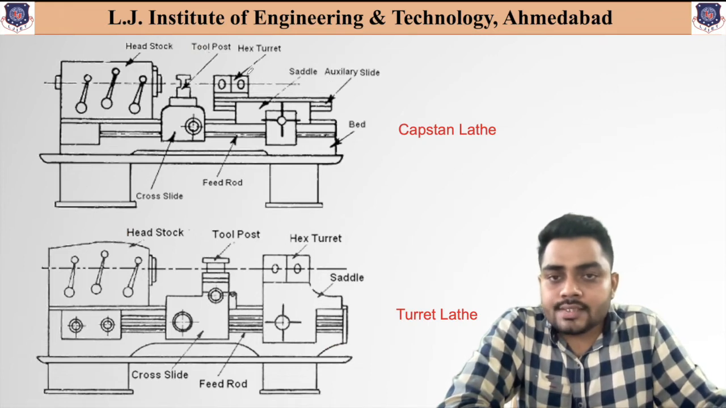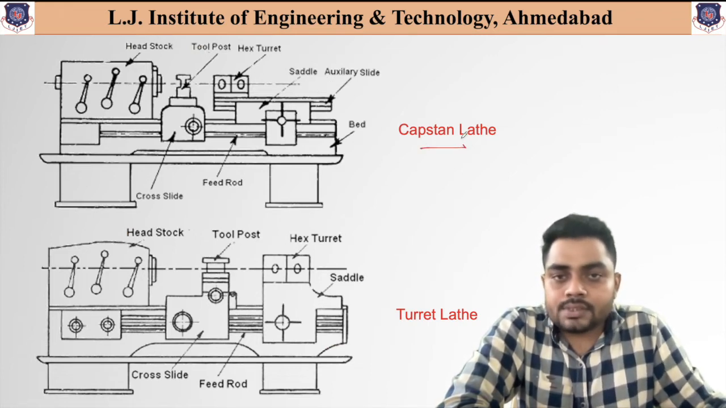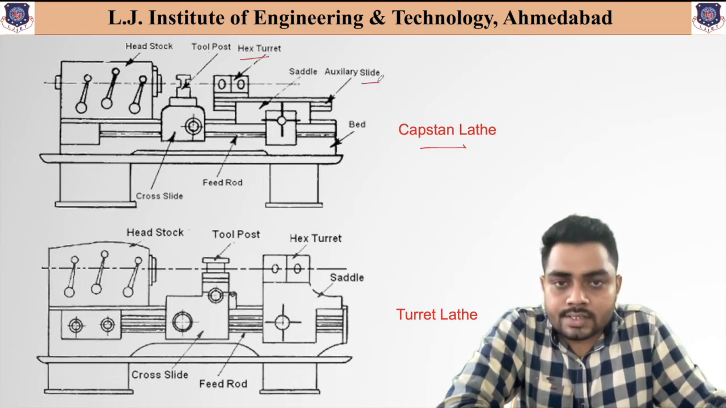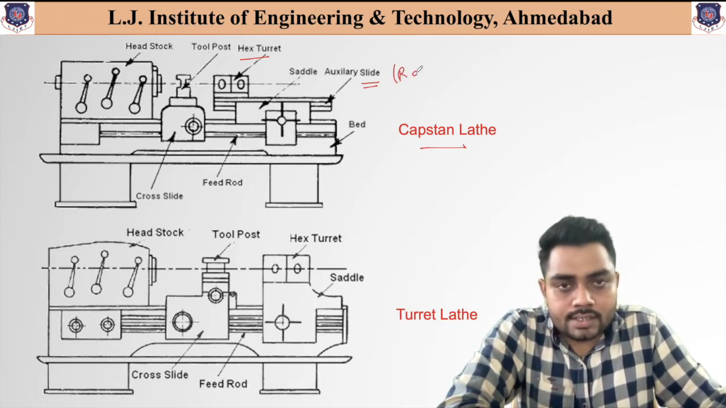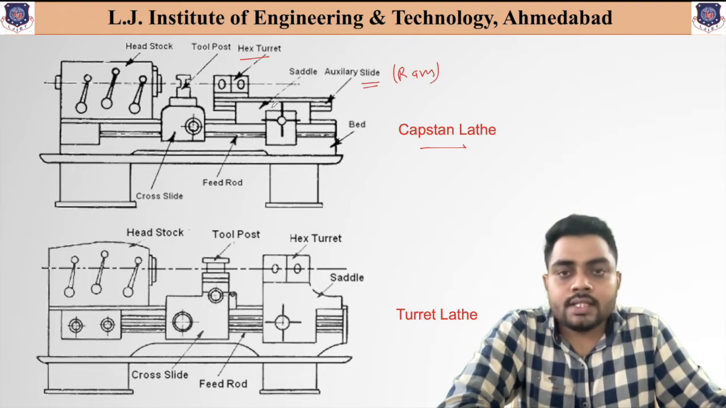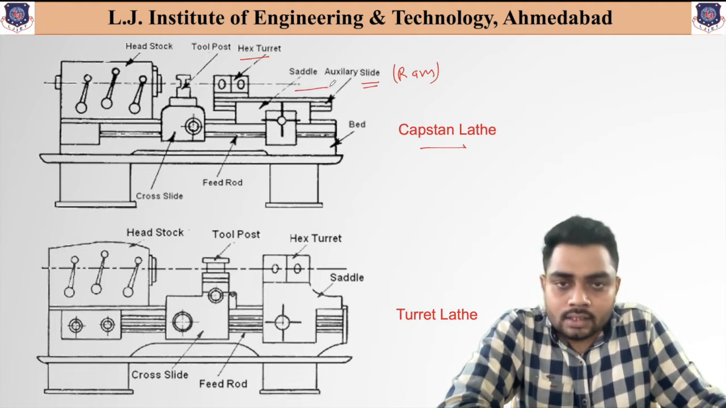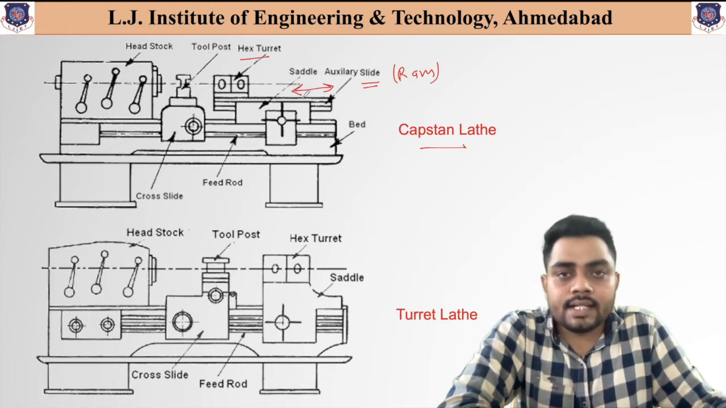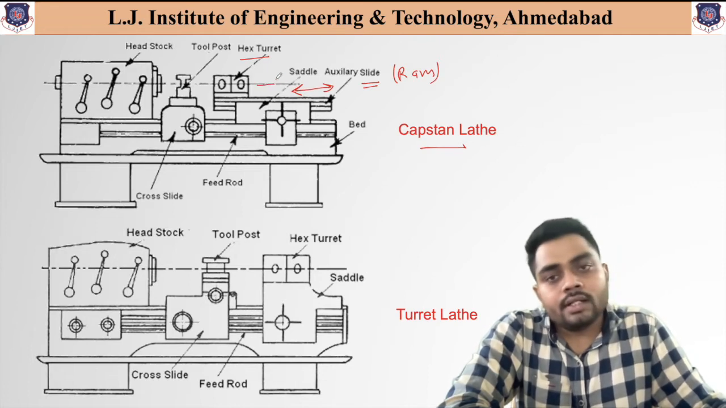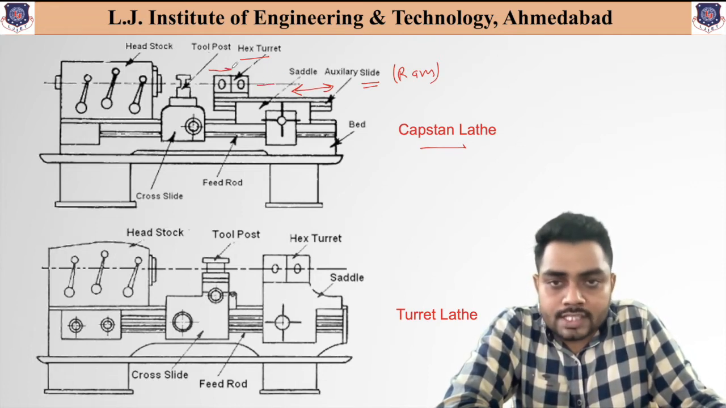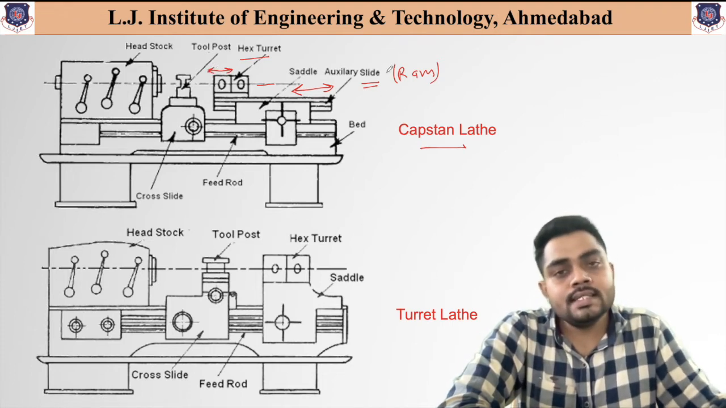Now as you can see, in the case of the capstan lathe, this hexagonal turret is supported by this auxiliary slide, and this auxiliary slide, many times known as the ram, is supported on the saddle. That means the hex turret is provided on the ram and this ram is provided on the saddle, and this auxiliary slide, this particular component or ram, can slide over the saddle in forward and backward direction. That means the movement of the tool is provided by movement of the auxiliary slide.